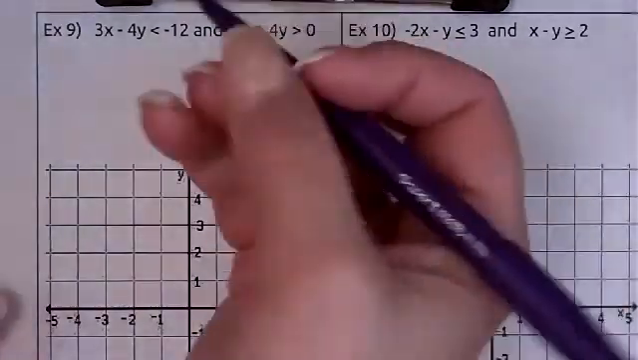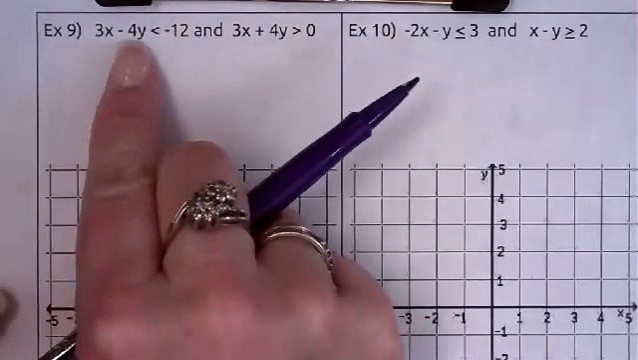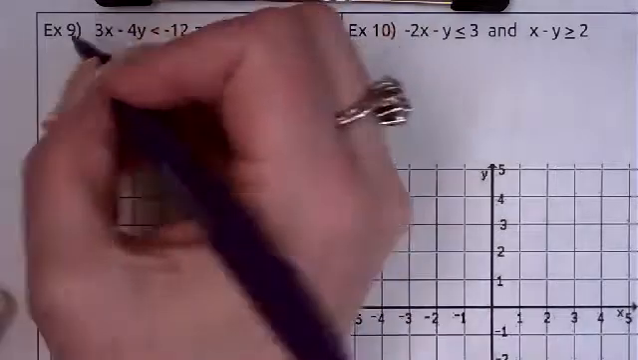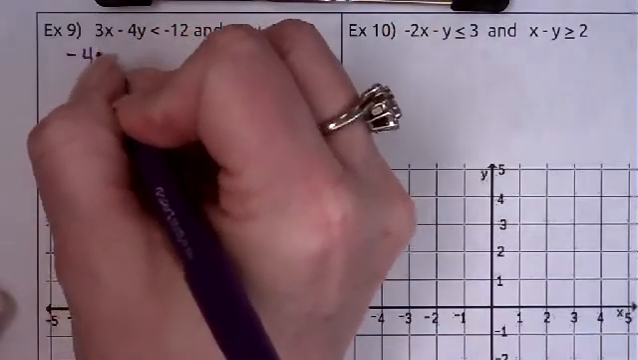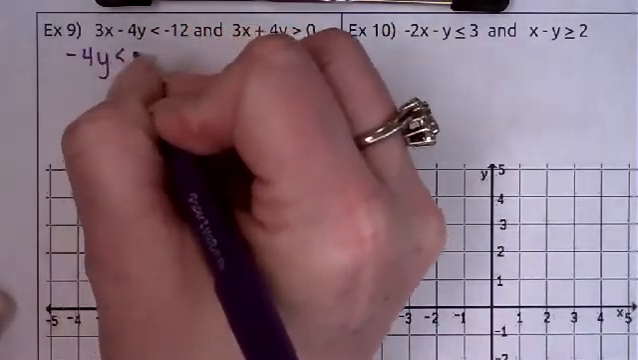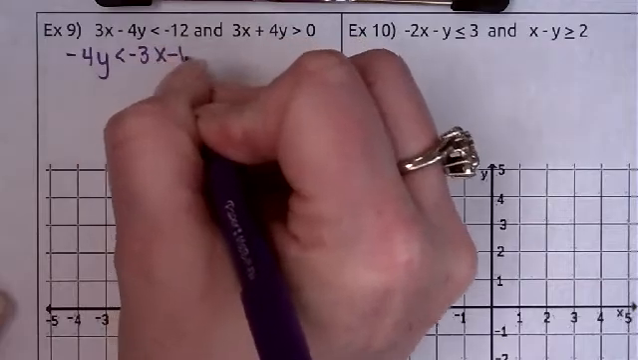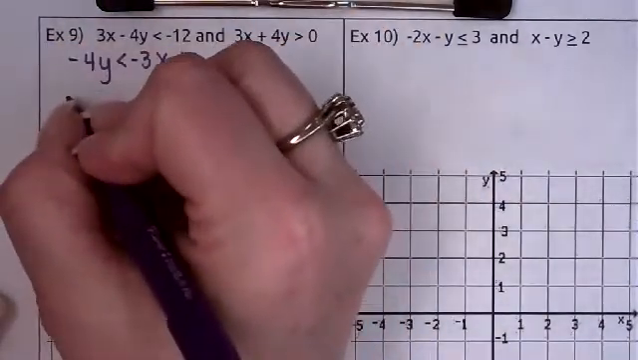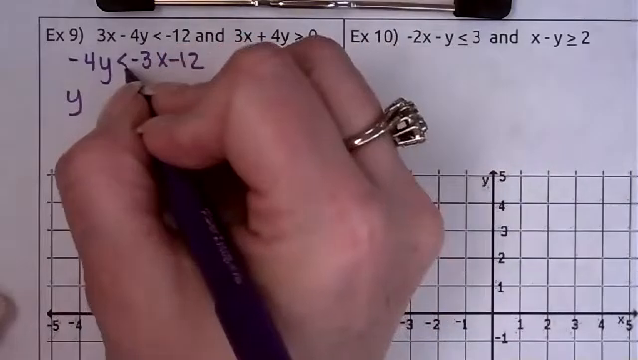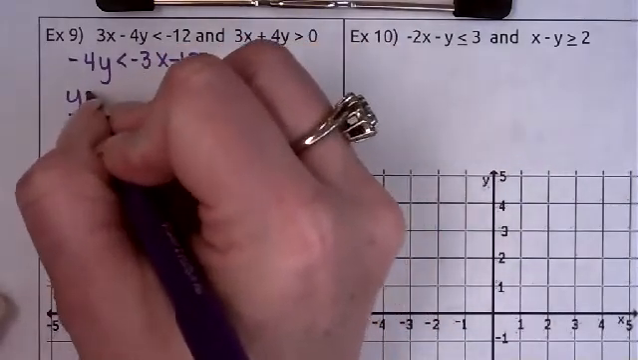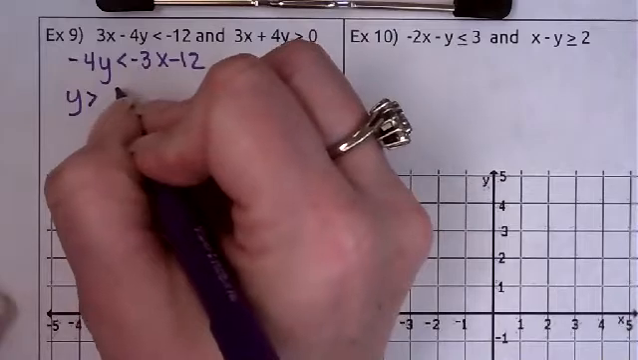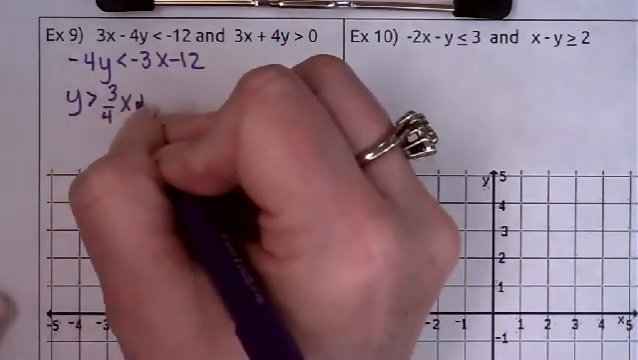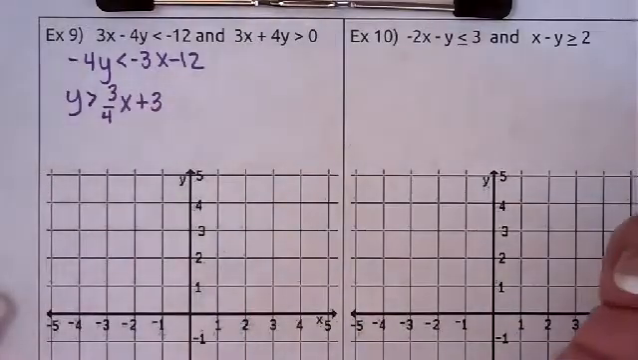All right, our first equation right here, 3x minus 4y is less than negative 12. We know we're going to subtract the x term first, so we're going to have negative 4y is less than negative 3x minus 12. We're going to divide by the negative 4. So we're going to have y. Now when we divide by negative, that less than flips to become a greater than. And that's going to be positive 3/4 x plus 3. Okay, just watch your negative signs.